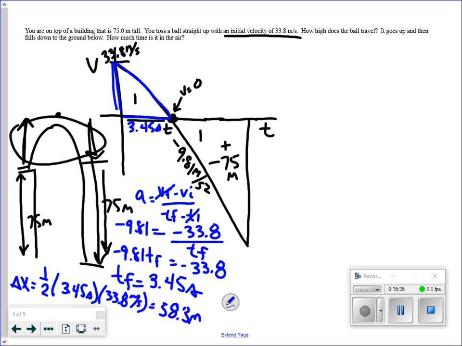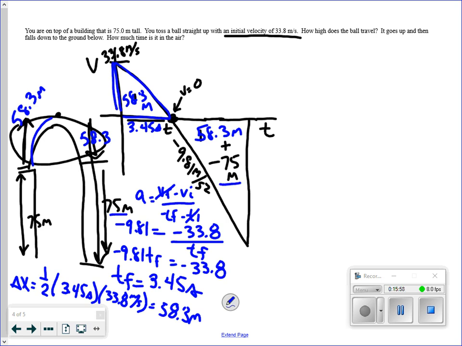And I'm going to do that math, and I'm going to get 58.3 meters. What that means is that this isn't really a 1. This is 58.3 meters, because that's how much this is. That's how high up it's going to go from here to here. Now, I know it's got to drop 58.3 meters and then another 75 to hit the ground, which is why I'm doing this.